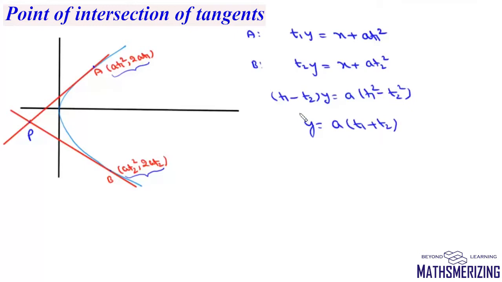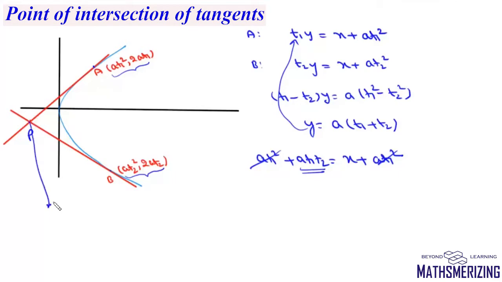Now we'll find its x coordinate. So we'll just put the value of y here. We'll get at1² + at1t2 = x + at1². So this at1² will cancel. So the x coordinate will be at1t2. So suppose we draw two tangents at points A and B, and they intersect at this point P, then the result is that this point of intersection is given by (at1t2, a(t1 + t2)).